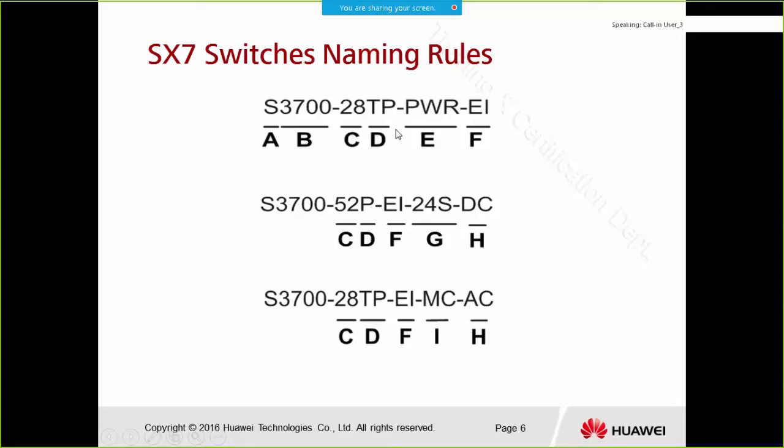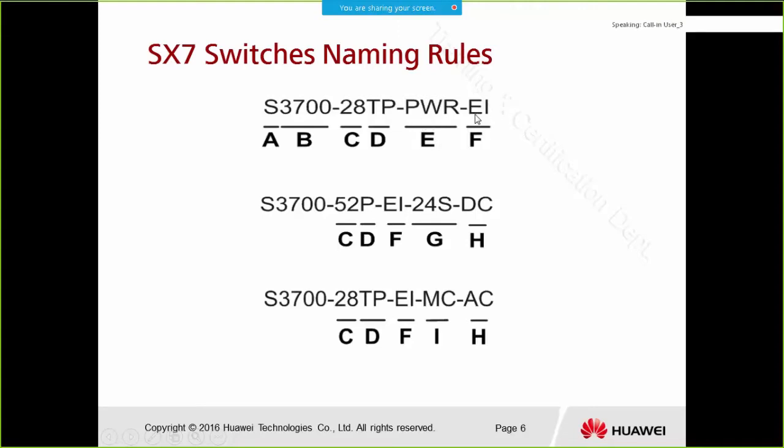Now this TP means the type of the uplink ports. The TP means the uplink ports are combo ports, and if this is P, it means the uplink ports are only optical ports. And next, if here is a PWR, it means this switch supports the PoE function. If there's no PWR, it doesn't support PoE function.